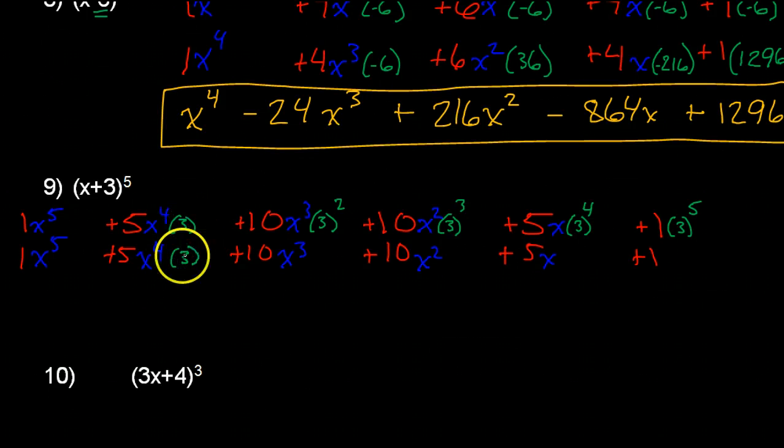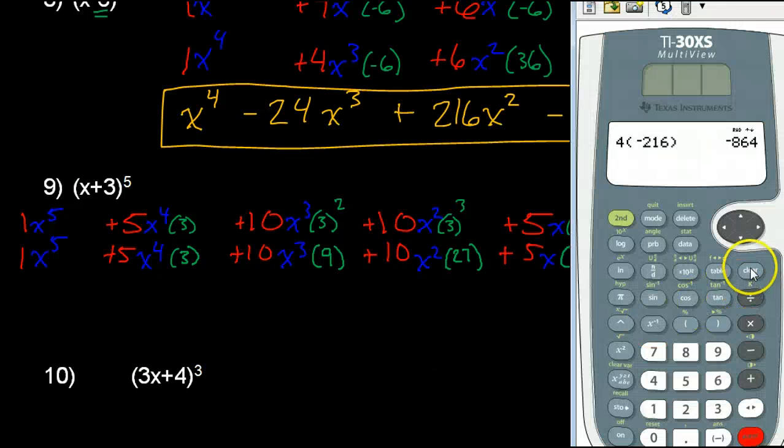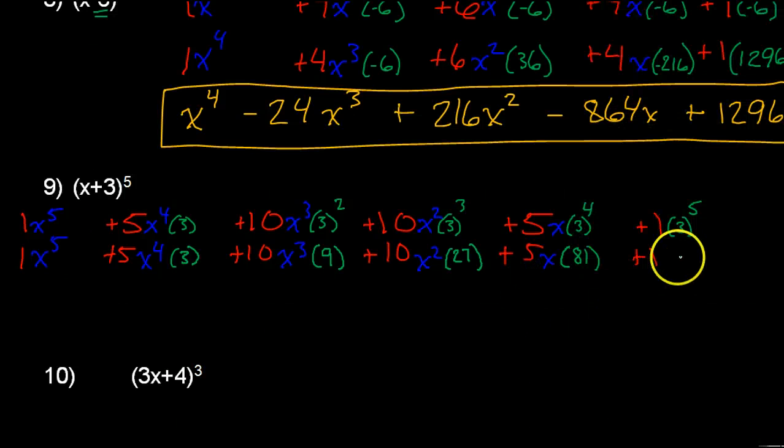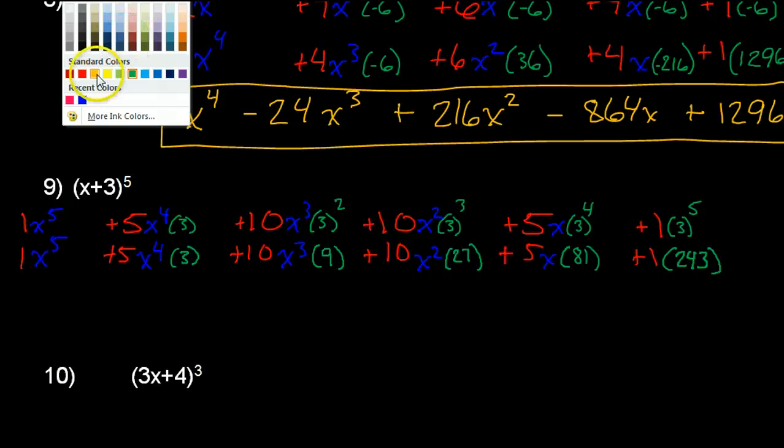3 is still 3. 3 squared is 9. 3 to the 3rd power is 27. 3 to the 4th power is 81. And 3 to the 5th power, okay, I'm just forgetting what that is right at the top of my head. 3 to the 5th power is 243. Okay, so now we can go ahead and do our multiplication and get our final answer.